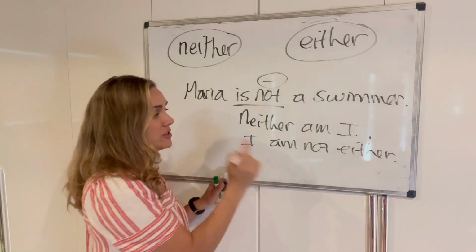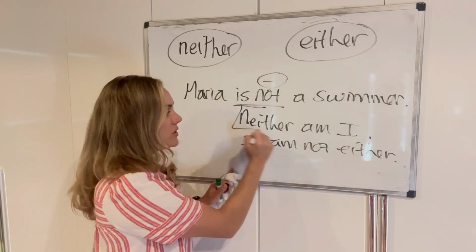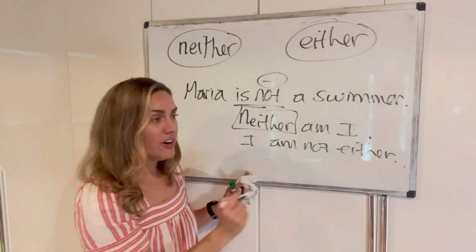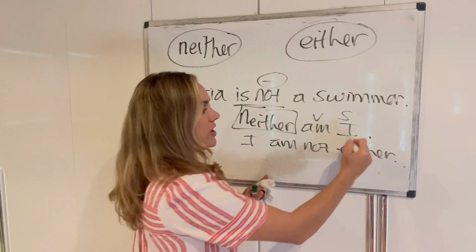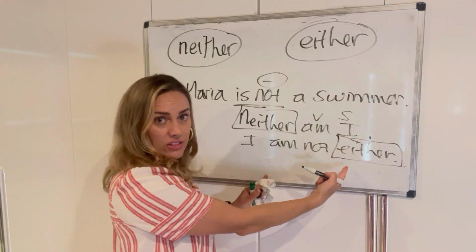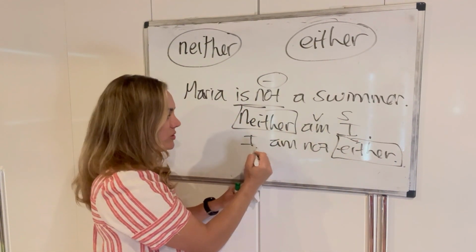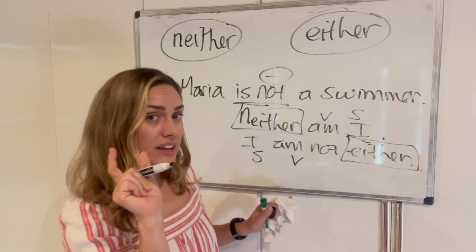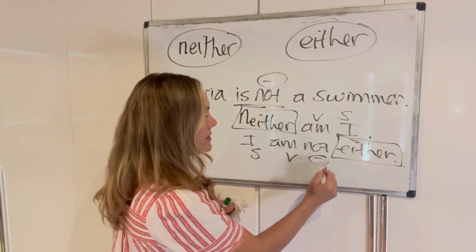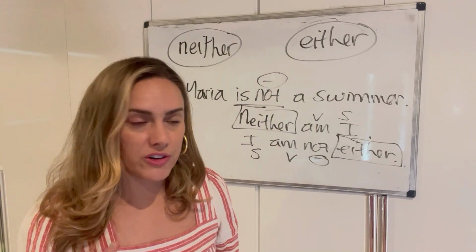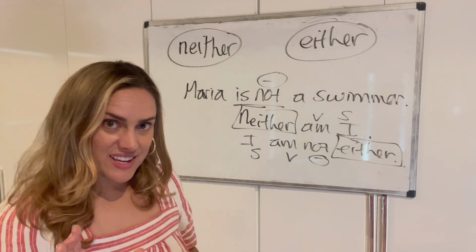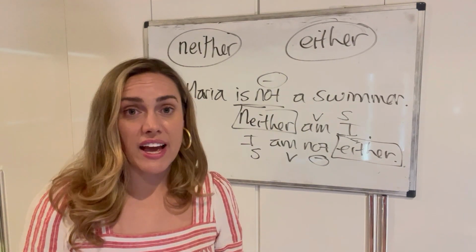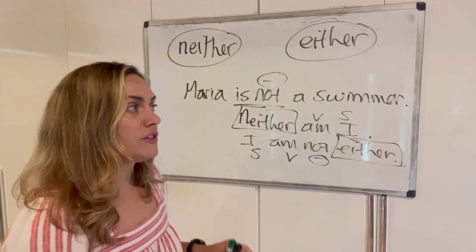So the key is you can start with neither and then you need to have a verb and a subject, or you can end with either and then start with the subject and verb, but that verb needs to be negative in order to use either. Okay, so that's one example with the be verb. Let's look at examples with some other types of verbs.